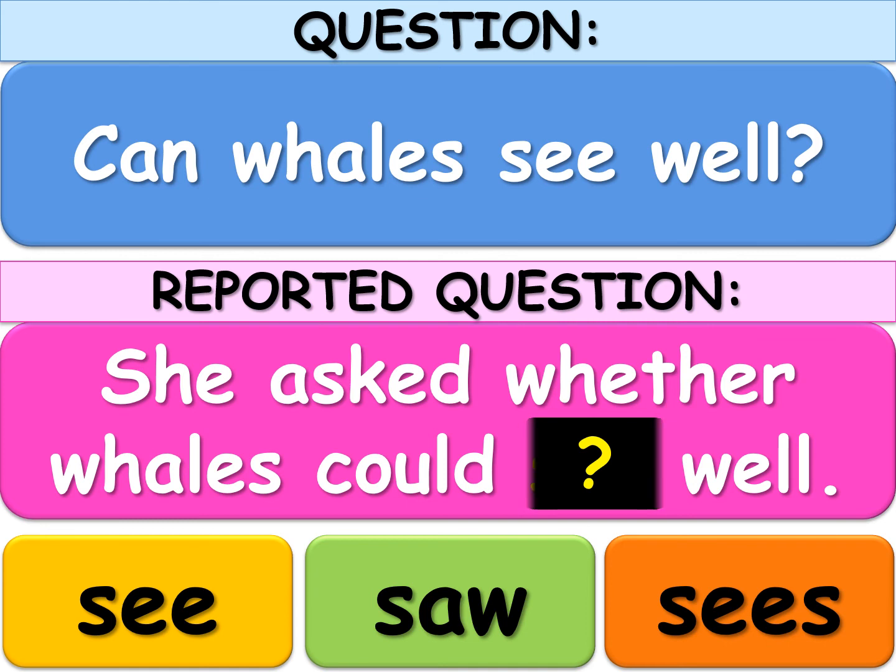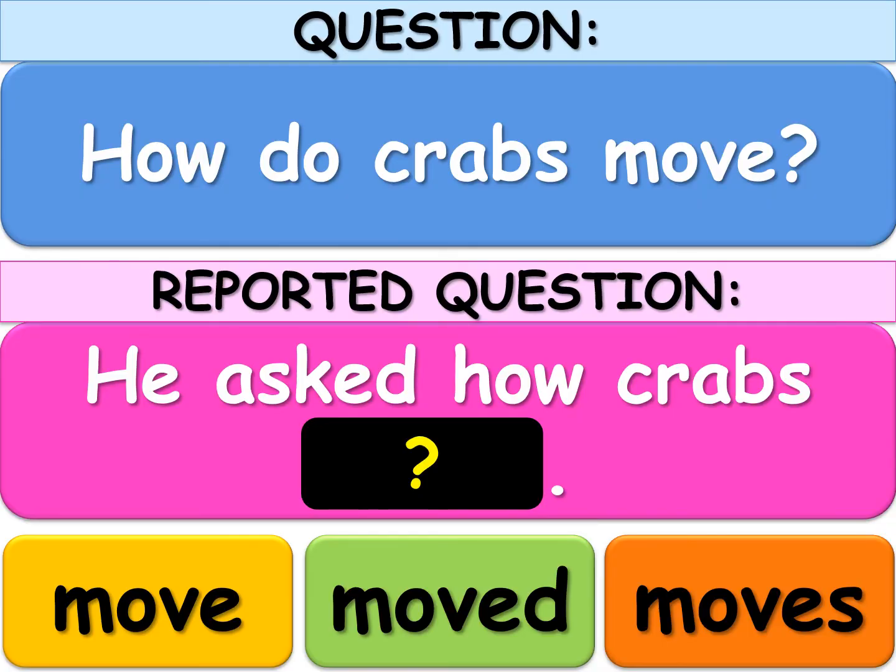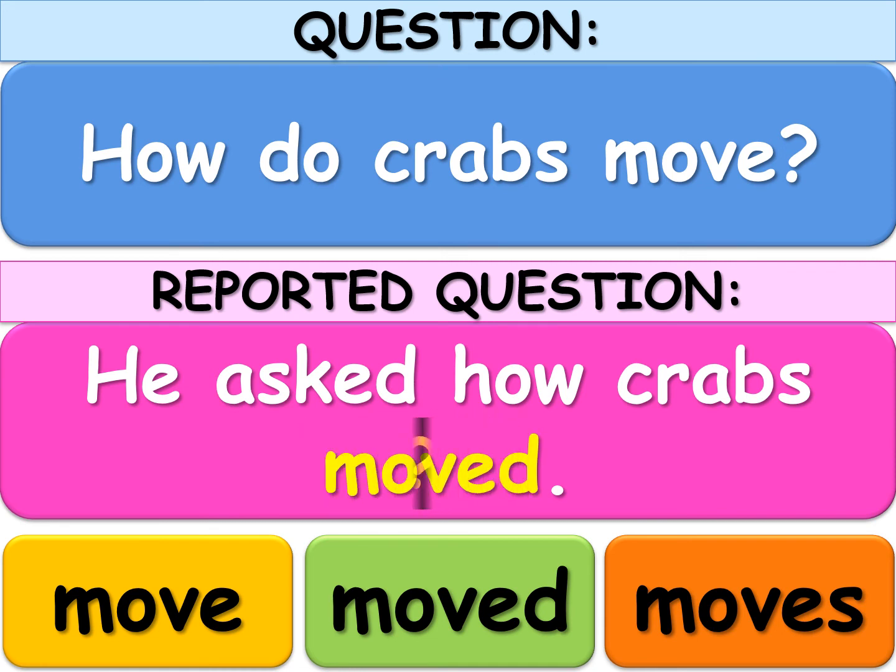The right answer is see. We already changed can to could, so you don't have to change the verb see. She asked whether whales could see well. Here's one about crabs. How do crabs move? He asked how crabs, should we use move, moved, or moves? The right answer is moved. He asked how crabs moved. In the reported question, we have to move the tense back, so move will turn into moved.